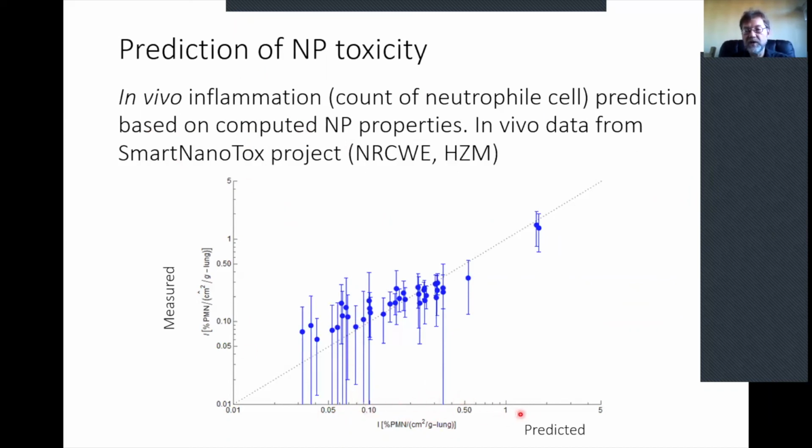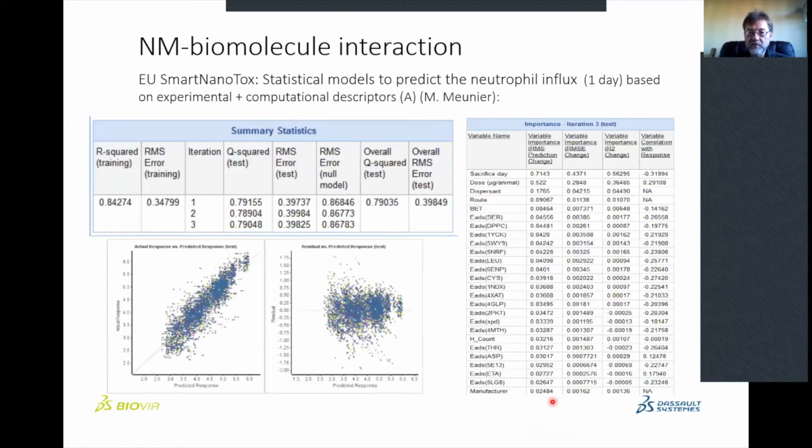The prediction is made using a neural network trained with the input data from our computed characteristics of the bionano interface, interaction energies. Another, more advanced model was a random forest model using the QSAR workbench from BioVia, Dassault. Marc Minier, who worked with the Smart Nanotox project, did this modeling, and you see quite a good prediction again. So this is the same prediction of inflammation in vivo using various descriptors of nanomaterial interactions. So the correlation is pretty good.